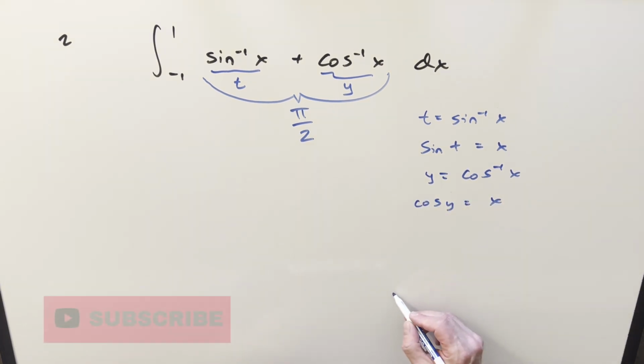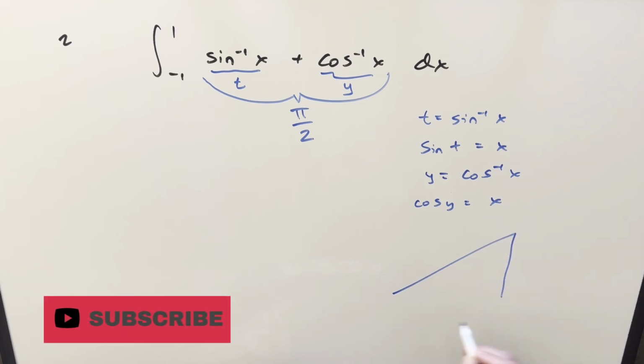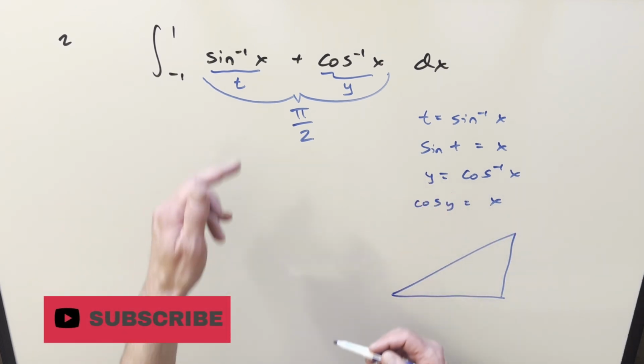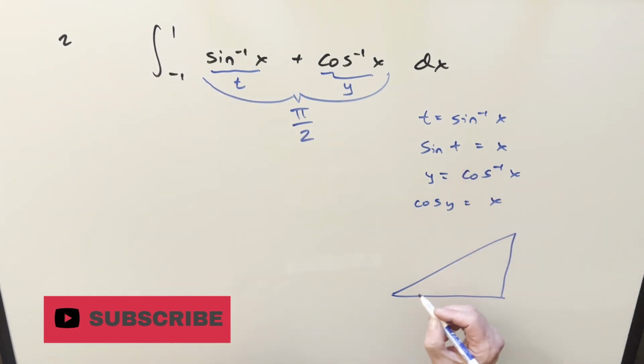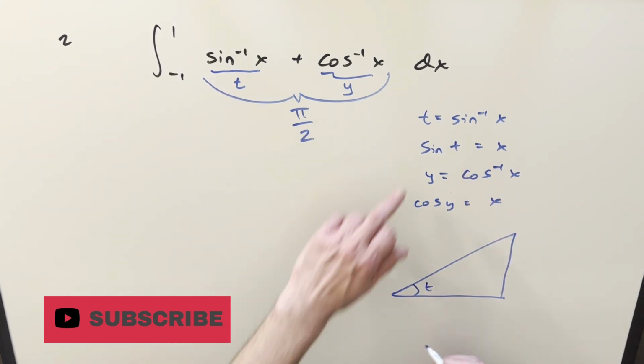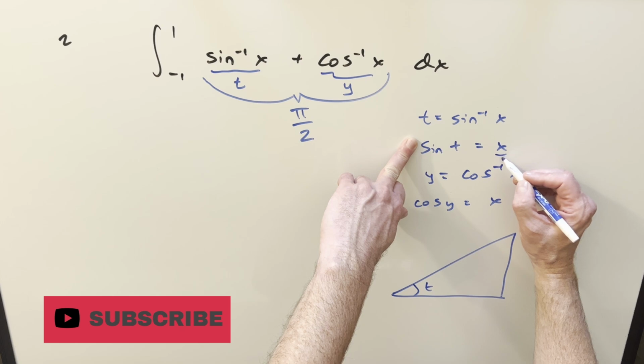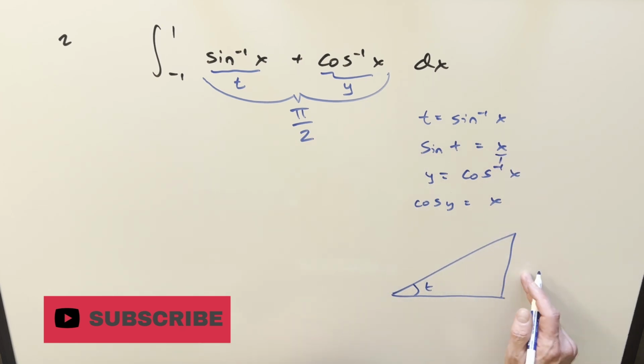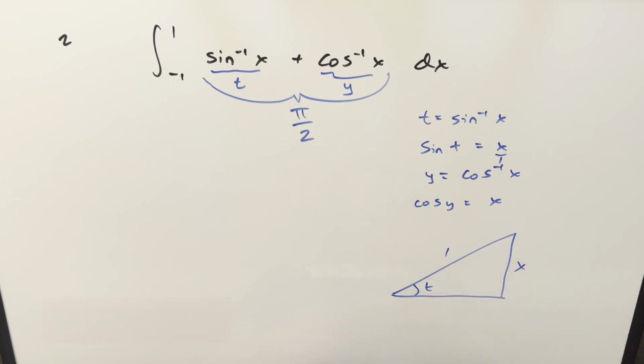So then what I can do is draw the right triangle for this. Here we have two angles in this, t and y. We'll call this one here t. Sine of t, we can write as x over 1, opposite over hypotenuse. So our third side, using the Pythagorean theorem, is going to be the square root of 1 minus x squared.